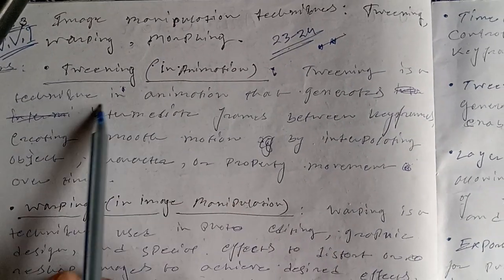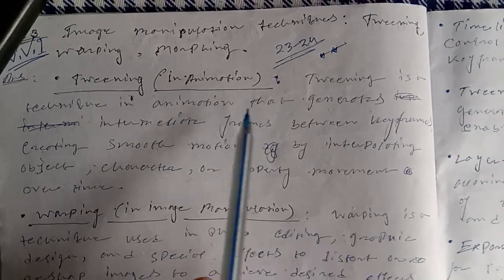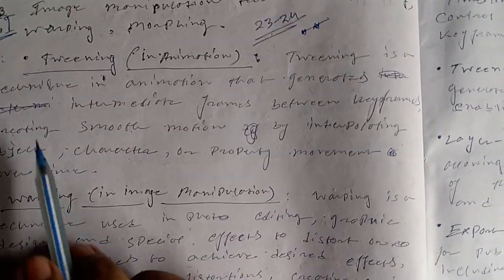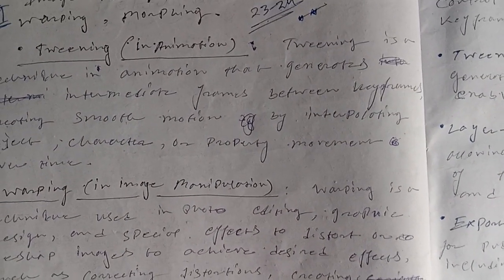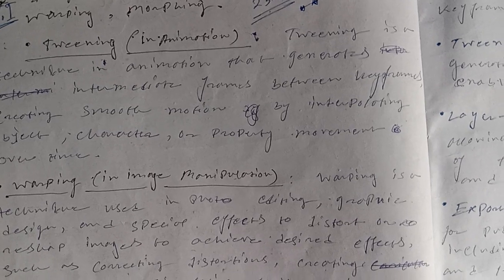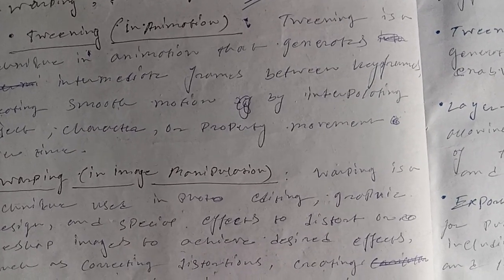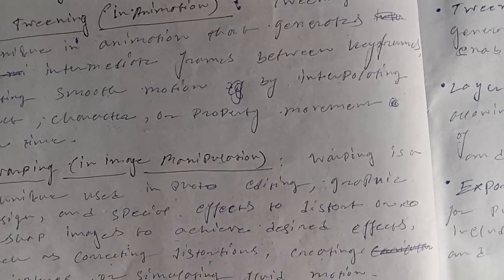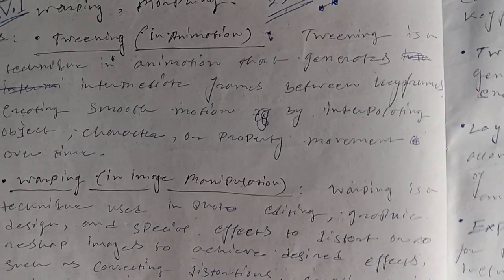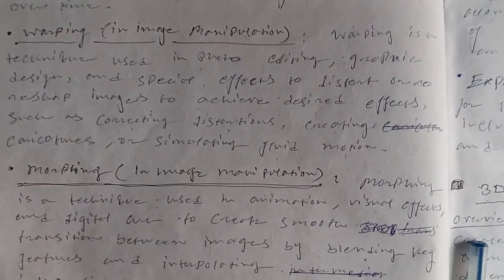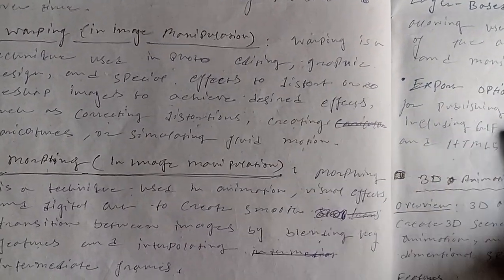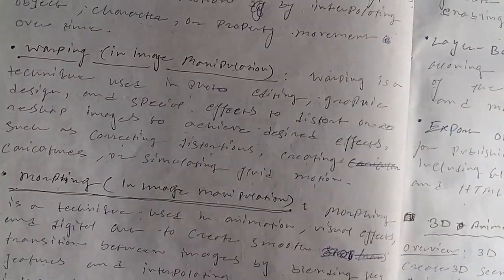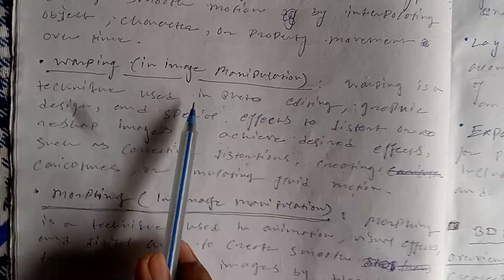So tweening is a technique used in animation. Tweening is a technique in animation that generates intermediate frames between keyframes, creating smooth motion by interpolating the movement of objects, characters, or properties over time. Then we have warping. Warping is another technique used in image manipulation. So we have two techniques in image manipulation, warping and morphing, which are both used in image manipulation, and tweening is used in animation.